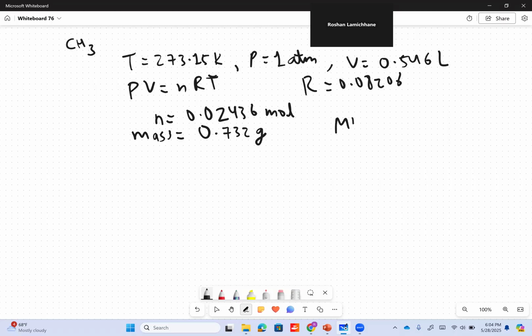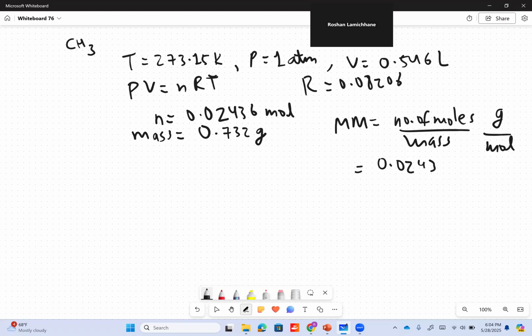Remember, my molar mass is always equal to number of moles divided by mass. And that's why the unit is grams per mole, right? All I do is I plug in the values. Number of moles is 0.02436 divided by 0. It should be grams per mole, right? Oh, shoot. Now, is this formula correct? No, I messed it up, right? Because number of moles can't have the unit grams, right? That means I made a mistake. Let's go back and correct my mistake, right?